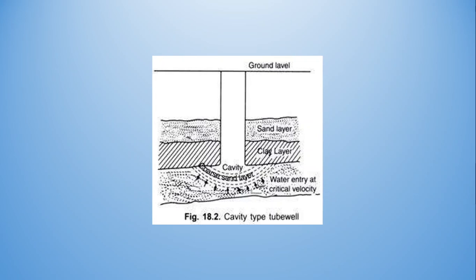So you can see here the cavity type tube well. From ground level, it is constructed up to the clay layer, and further after formation of the cavity, the water enters through the bottom in this type of well.